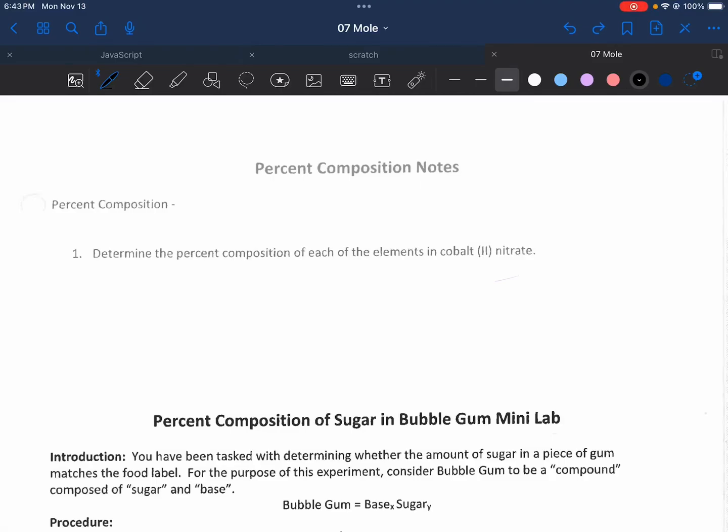Okay, so in this video, we are going to talk about percent composition. And percent composition is just percent by mass of each different element in a compound.